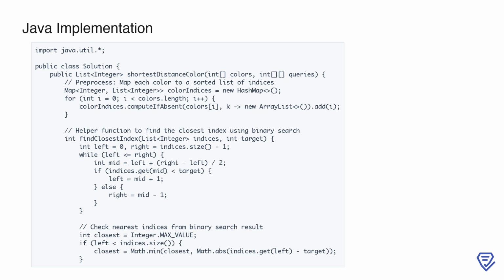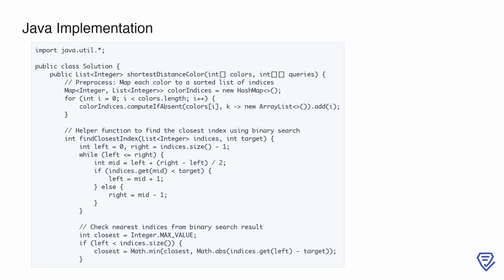Here, we start by importing the necessary Java utilities and defining our solution class. The main method, shortestDistanceColor, takes two inputs, an array colors that represents the colors at each index and a queries array where each query specifies an index and a target color. The first step in solving this problem is pre-processing the colors array. We use a hash map to map each color to a sorted list of its indices. This allows efficient access to the positions of any color in the array.